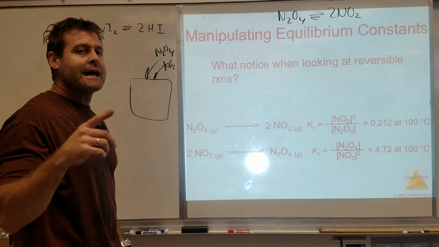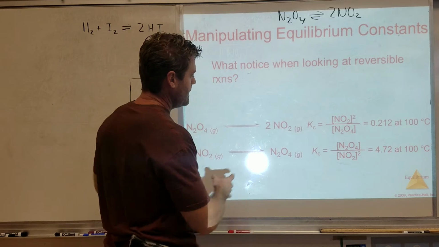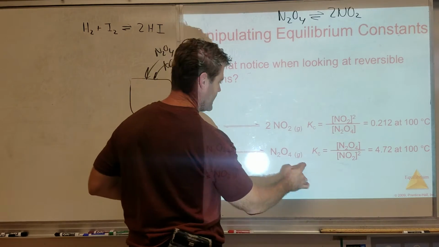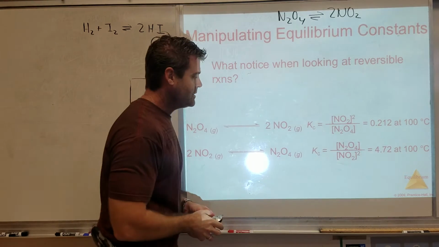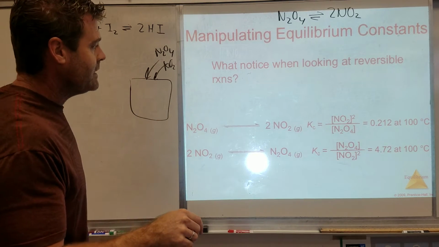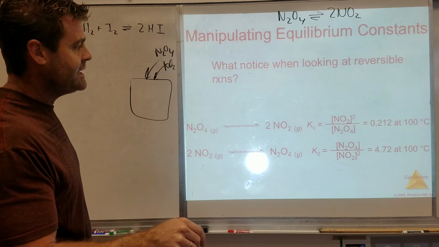But you realize how you write it will affect the K value. Look, in this case I take the products over the reactants, and in this case too, I take the products over the reactants. If you compare those, what do you notice? If I put some concentration values in there, I might get 0.212 for this Kc at 100 degrees Celsius.